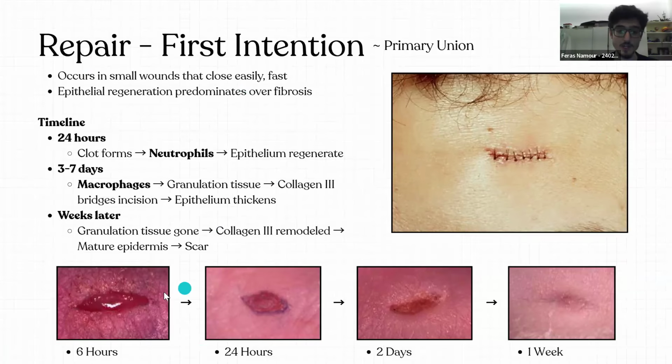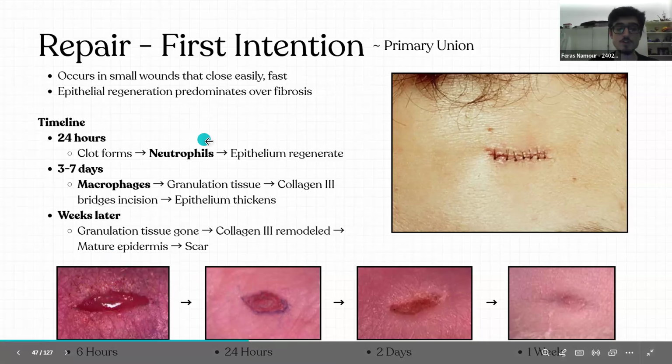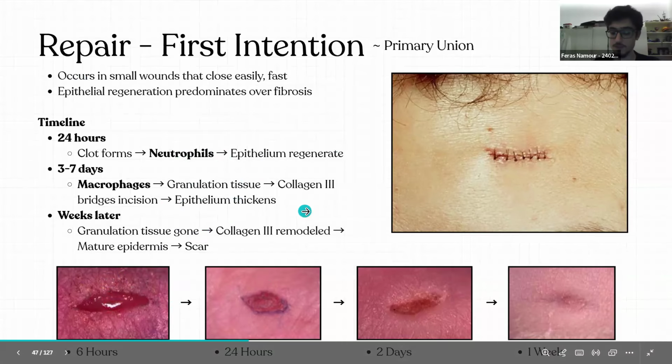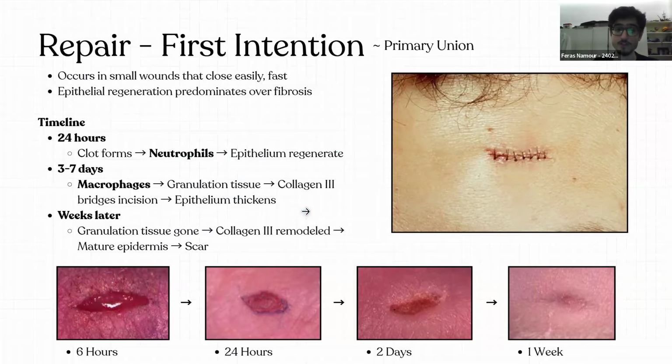What will happen is the following: in the first 6 hours, I'm going to have a blood clot forming. I'm going to bleed a little bit. My blood will form a clot closing the opening, and then neutrophils will come. Neutrophils will be attracted through chemotaxis and will go there, and epithelium will regenerate. The whole thing will close. For first intention repair, the wound is closed in the first 24 hours, for the most part.